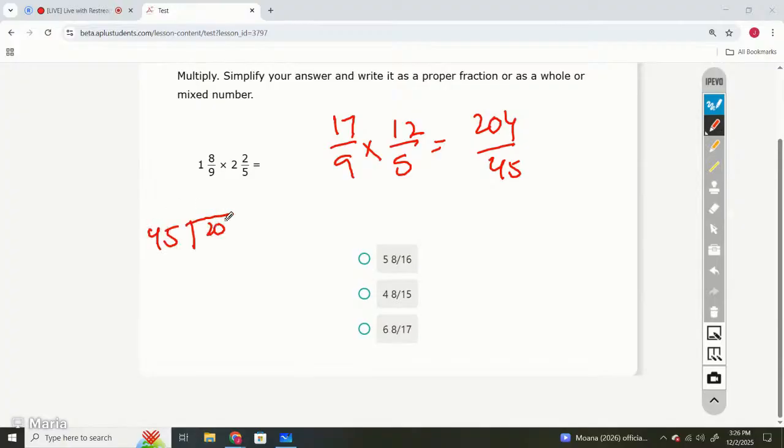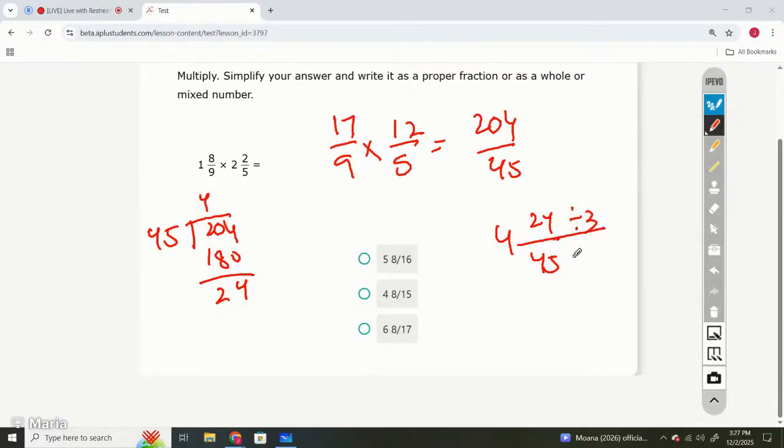So 45, so 204 divided by 45. So we can go for 45 times 5 is 225. So we can go for 45 times 4. That is 180. 4 minus 0 is 4. 10 minus 8 is 2. So that is 4 whole 24 over 45.